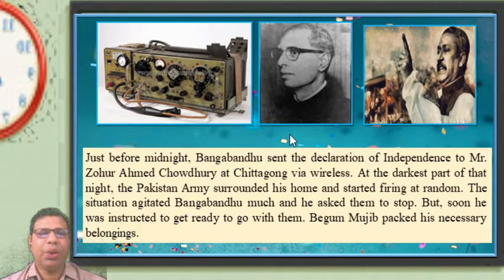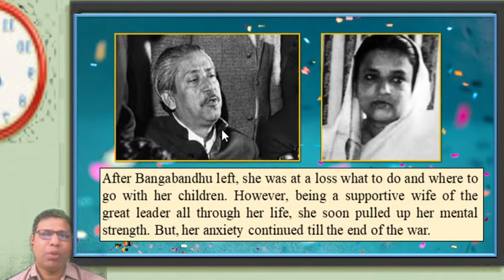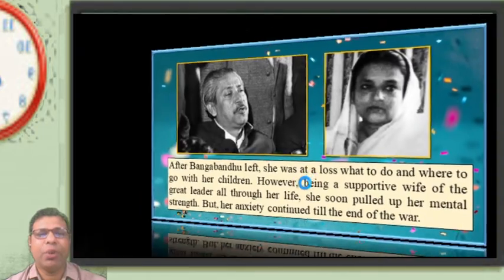But soon he was instructed to get ready to go with them. Begum Mujib packed his necessary belongings. After Bangabandhu left, she was at a loss what to do and where to go with her children. However, being a supportive wife of the great leader all through his life, she soon pulled up her mental strength, but her anxiety continued till the end of the war.